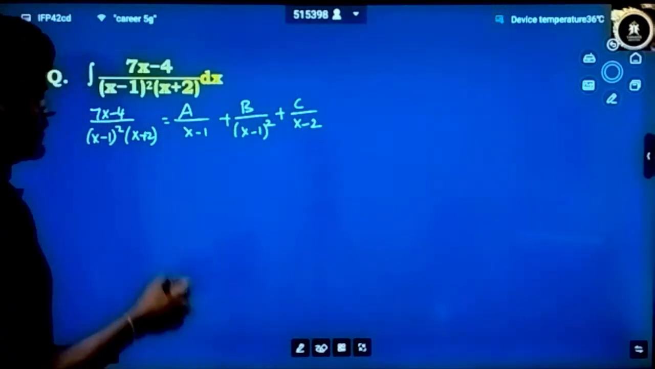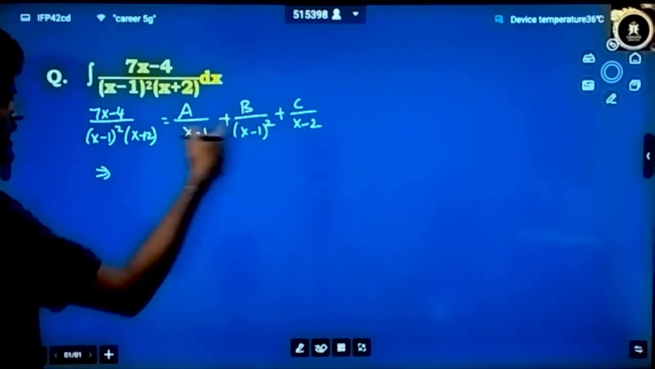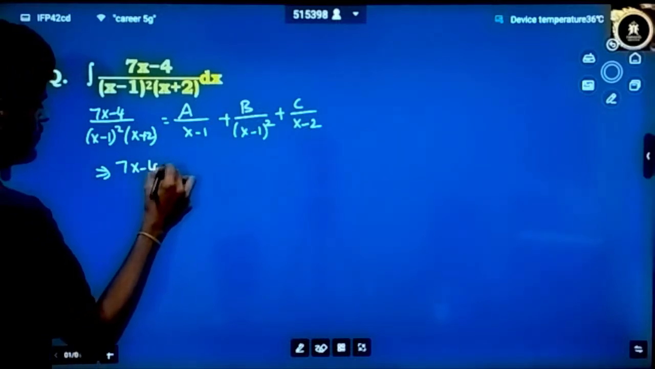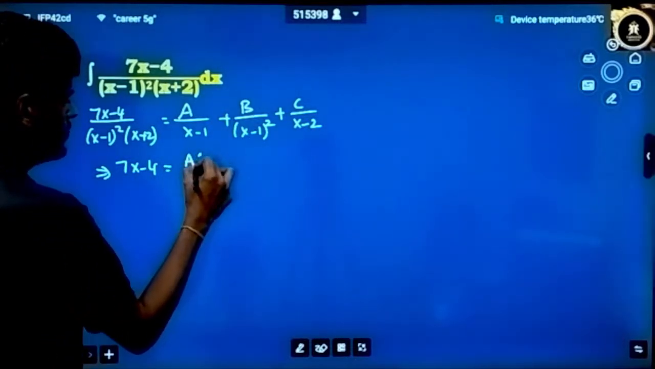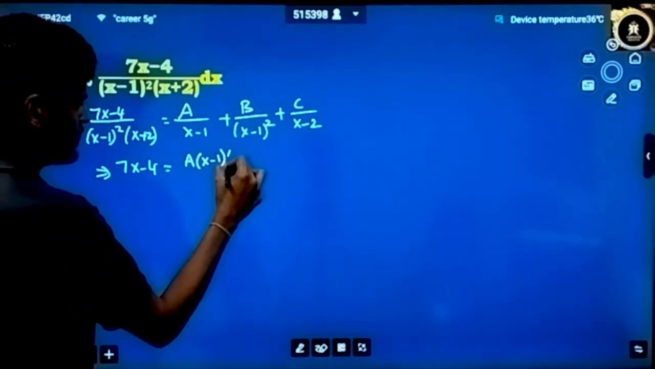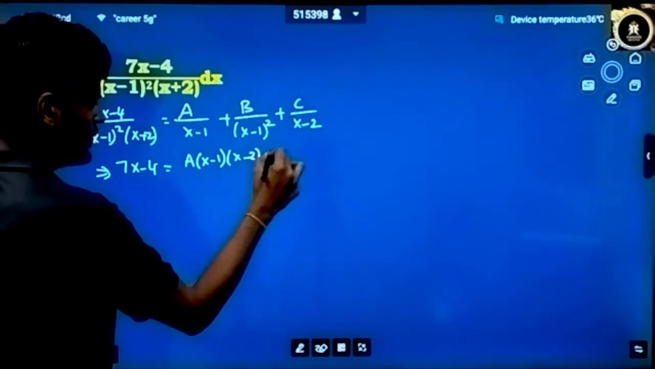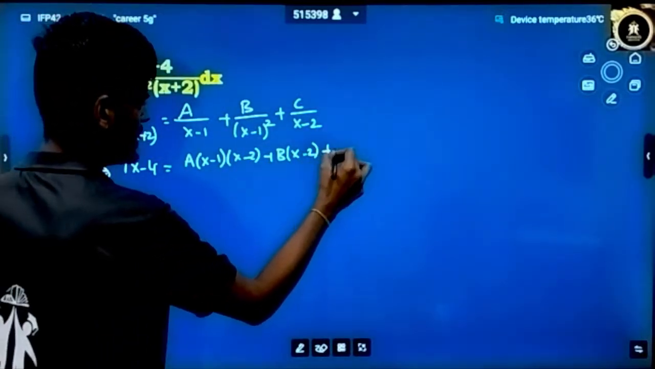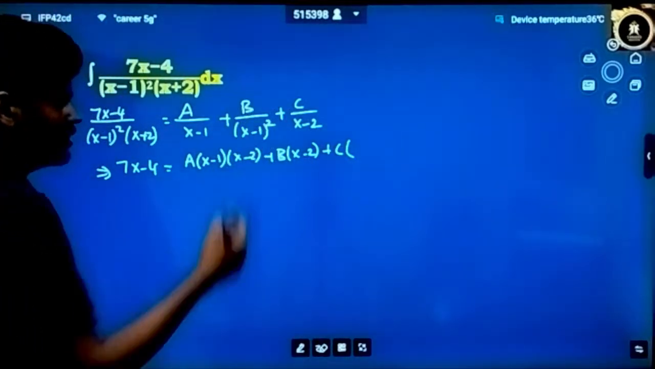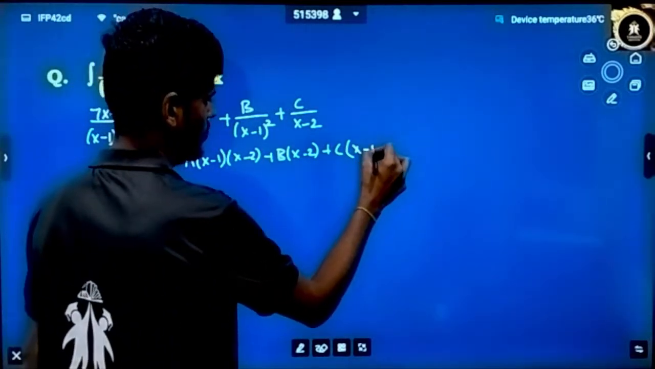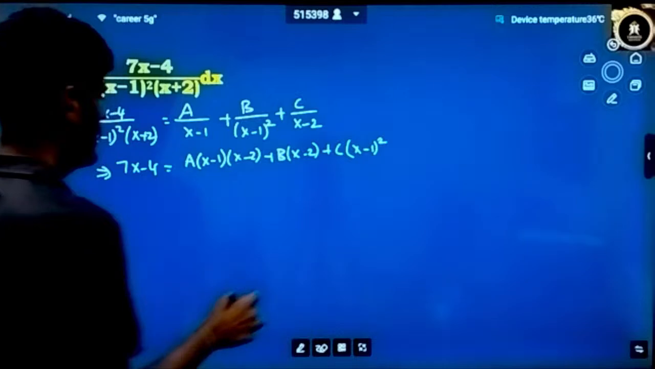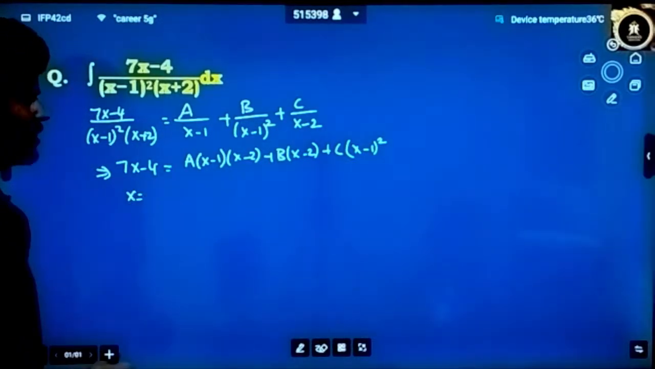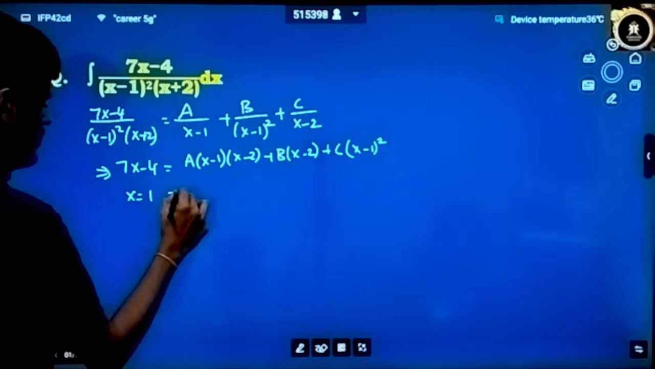Now take LCM, which means finally this denominator will get cancelled. When we take LCM, we will get 7x minus 4 is equal to a into x minus 1 into x minus 2 plus b into x minus 2 plus c into x minus 1 whole square. Now we will substitute some values for x.